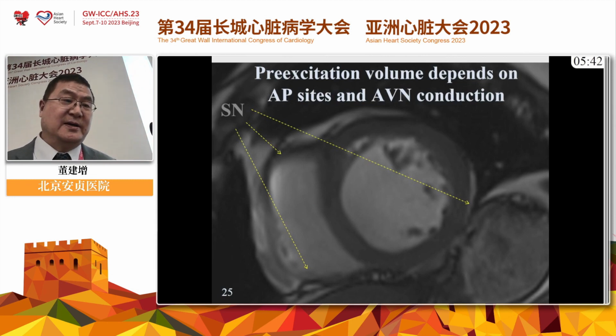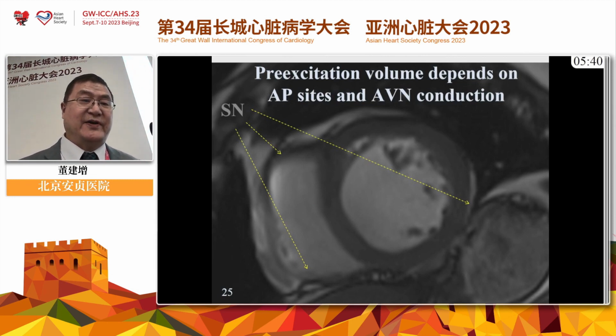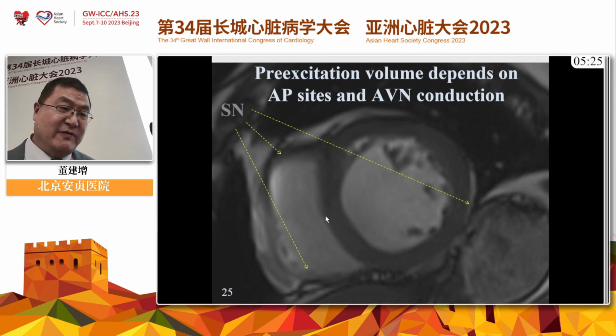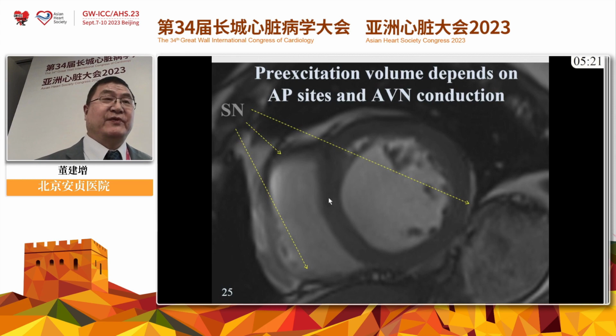Pre-excitation resulting in heart failure is not accepted by cardiologists. In fact, pre-excitation can also result in left ventricular dyssynchrony, because some segments of the left ventricle will be activated and contracted before the whole left ventricle is activated by the His-Purkinje system.